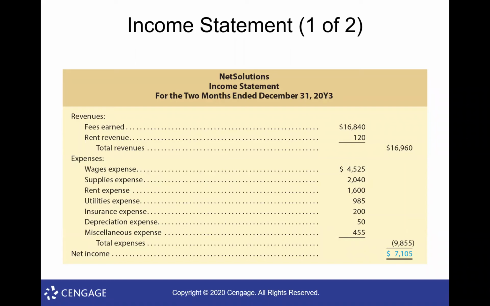So we can see this company, Net Solutions, who's been our example all the way through these first 3 chapters. They earned $16,840 in fees. They also earned $120 in rent revenue, so their total revenue was $16,960. Then they had wages, supplies, rent, utilities, insurance, depreciation, and miscellaneous expenses. So they had total expenses of $9,855. So their net income was $7,105 for this period.